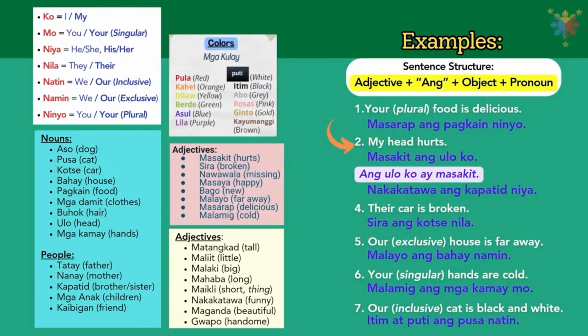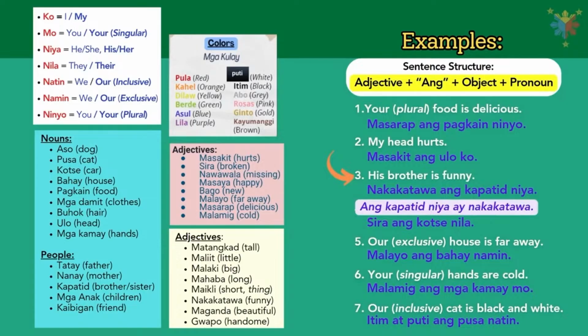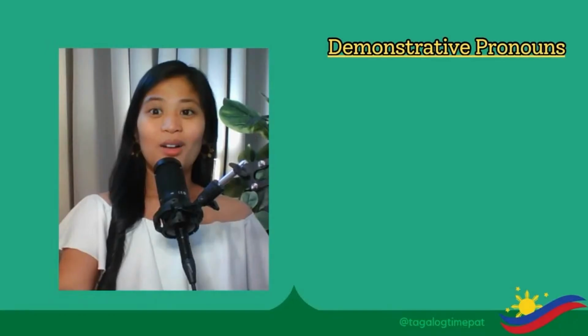That's right. It's correct. And then, nakakatawa ang kapatid niya. That could be said as, ang kapatid niya ay nakakatawa. So again, you're just switching up the word order here, but it means the same thing. All right, so now let's learn some demonstrative pronouns.